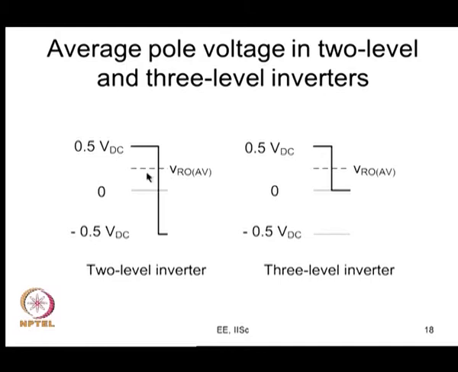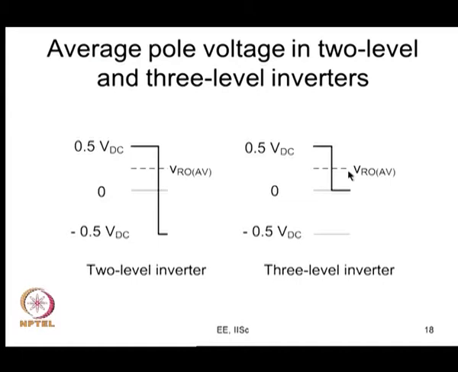So, if you want to produce VRO average using a 2 level inverter, we want this alternating. Sometimes it will be positive, sometimes it will be negative. If you want your VRO average to be something like 0.25 VDC, in a 2 level inverter you could do this by connecting it to 0.5 VDC for most of the time and minus 0.5 VDC for a shorter duration of time. Whereas, if you want to do it with a 3 level inverter, you do not have to use minus 0.5 VDC at all, and you use 0.5 VDC and 0.